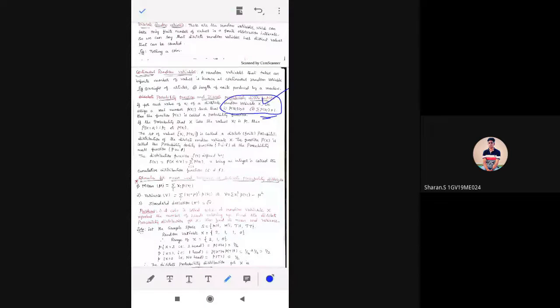And then P of xi, P of capital X also you can write. Then the set of values, that is what I said, the discrete probability distribution we have seen. And then the cumulative probability function, or cumulative distribution function, or just distribution function. So this is the formula: P of capital X less than or equal to small x. So small x indicates x1, x2, x3 like that.